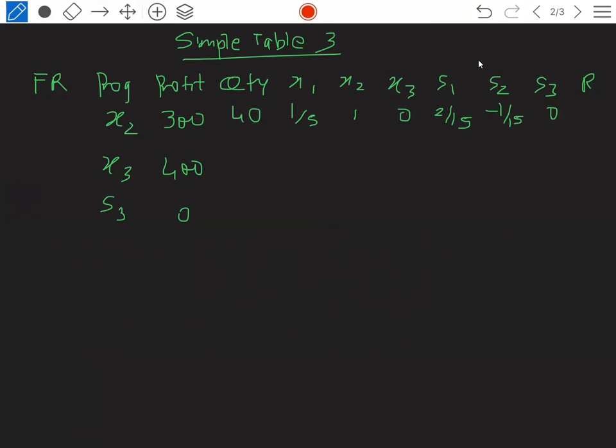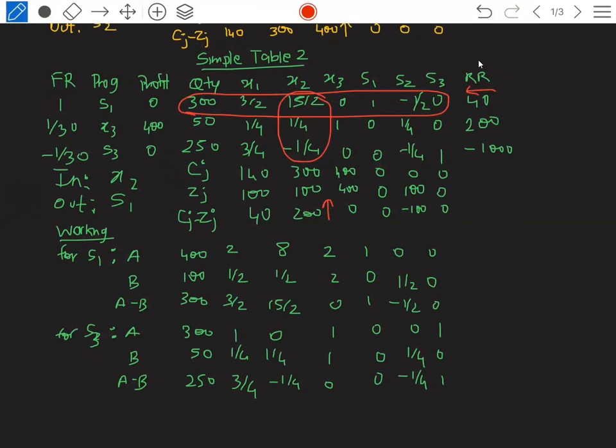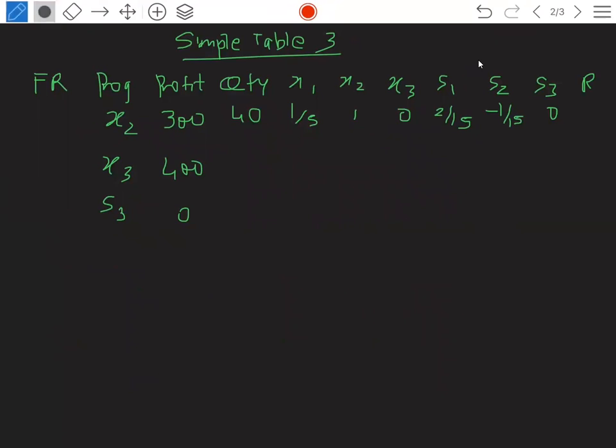Then for x3 you have to perform that operation of a minus b, which is the old value minus the key row into the fixed ratio. So this is basically going to be 50 minus 30 into 1 by 30. This row value will be 1 by 4 minus 3 by 2 into 1 by 3. So you can carry out that working note and just verify your answers.